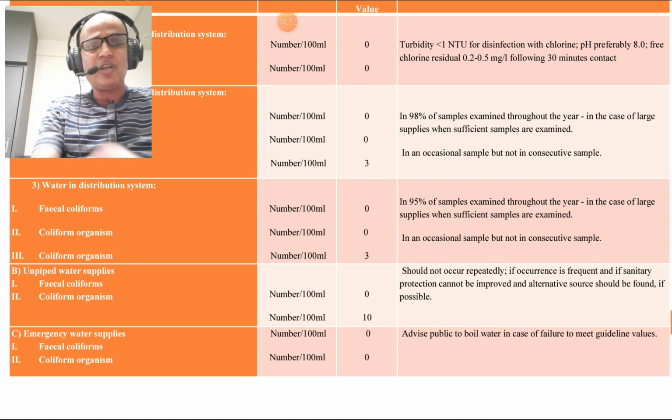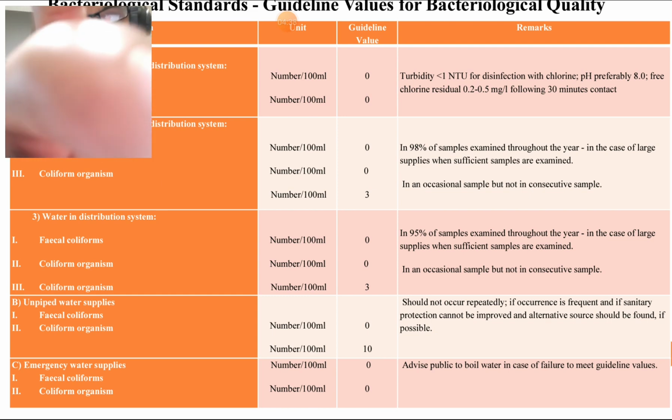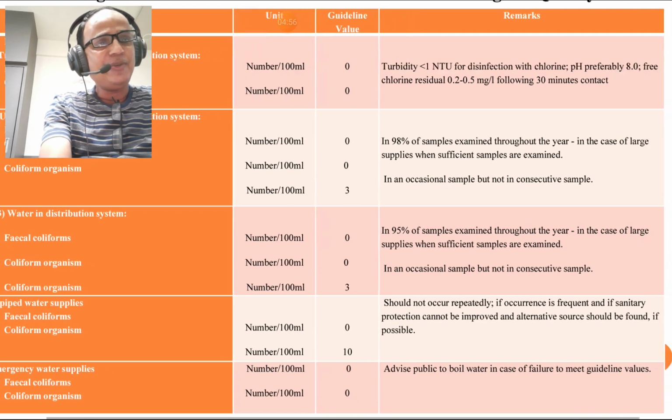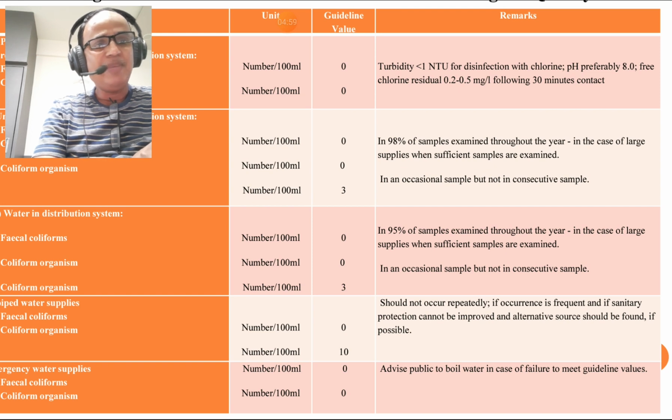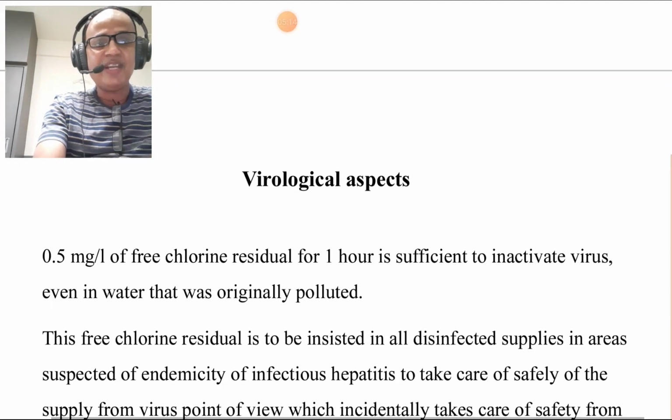And for these, the organisms are divided into 2 or 3 categories. That is fecal coliforms, second is coliform organisms, and third is also coliform organisms. The guideline value is always 0, and in the remarks you can see that turbidity is less than 1 NTU for disinfection with chlorine, pH is preferably below 8, and free chlorine residual is 0.2 to 0.5 mg per liter following 30 minutes contact with the water. So you must go through these guidelines. These guidelines are very important.